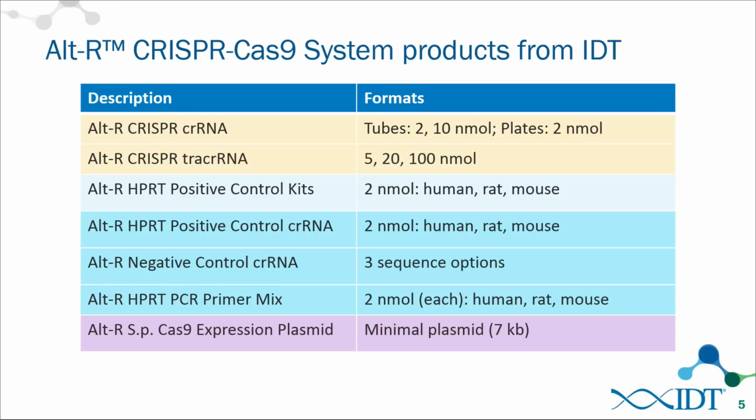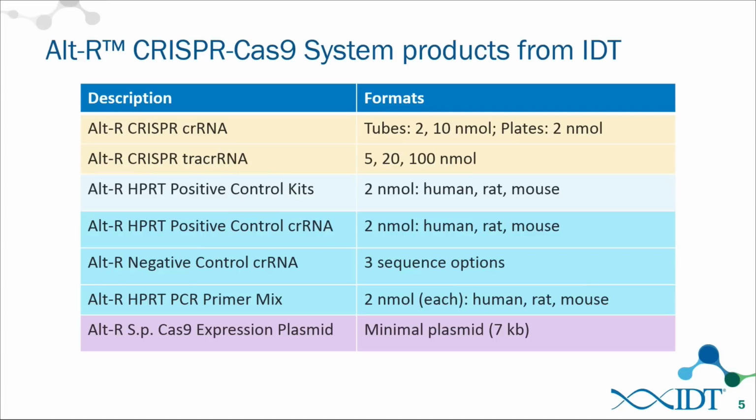So in addition to the two Alt-R products that we've talked about so far, the CRISPR RNA and the tracer RNA, just by way of introduction, I also want to mention that additional products in the Alt-R line are HPRT positive control kits, which include a 2 nanomole CRISPR RNA for human, rat, and mouse. That kit would also include a negative control, 2 nanomoles of a negative control CRISPR RNA, as well as 5 nanomoles of a tracer RNA. These components can also be purchased individually.